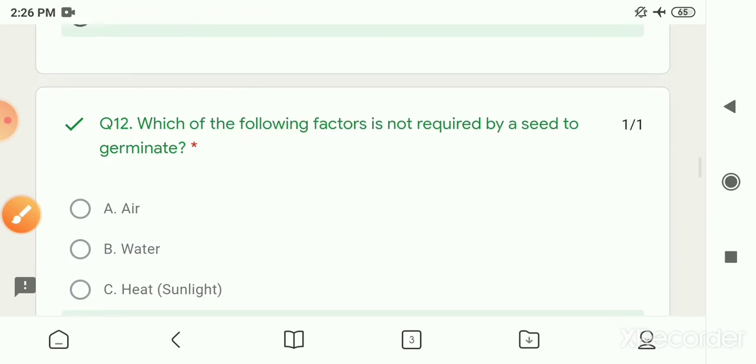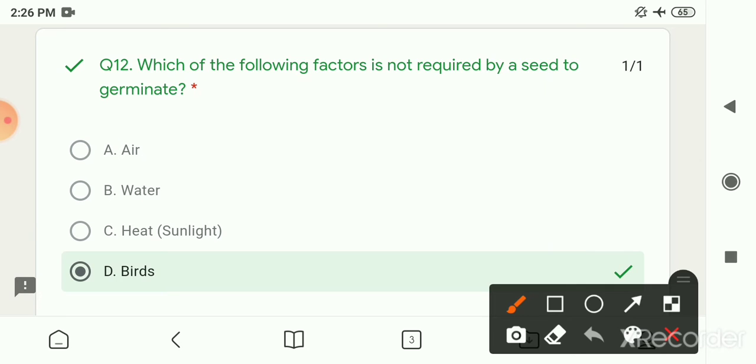Next, 12th number. Which of the following factors is not required by a seed to germinate? The options are air, water, heat or you can say sunlight, and option D is birds. So here your answer is option D, birds. Birds are not required by seed to germinate. The rest of the factors, that is air, water and heat, are necessary for the seed to germinate. So here your answer is option D, birds.